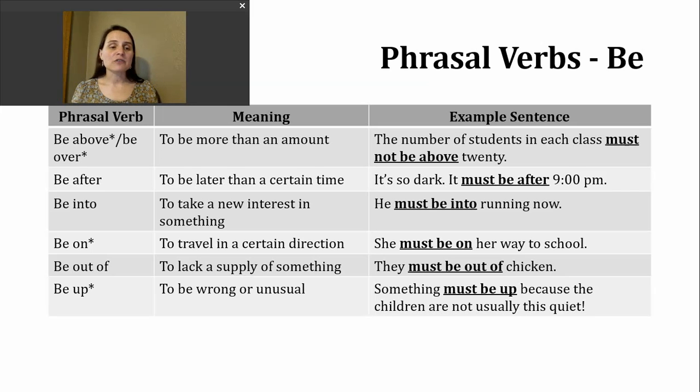Finally, the last phrasal verb, and it's a repeat that we've discussed in earlier videos, is be up. And its meaning is to be wrong or unusual. Here it is in a sentence. Something must be up because the children are not usually this quiet.